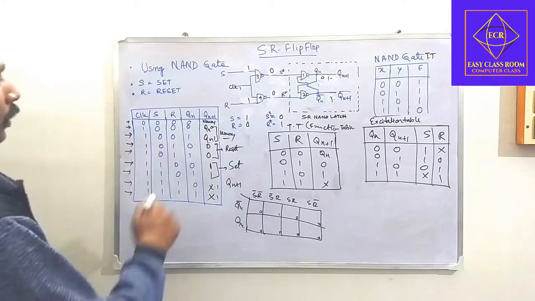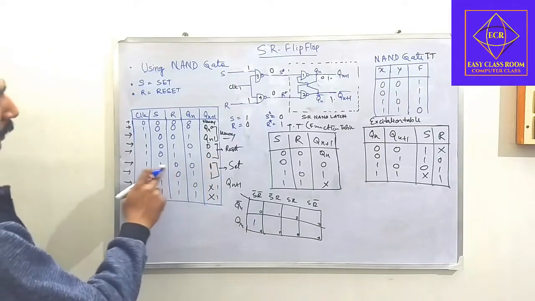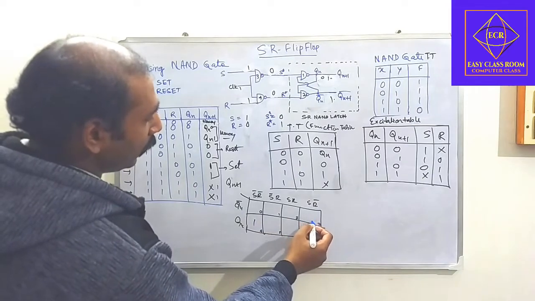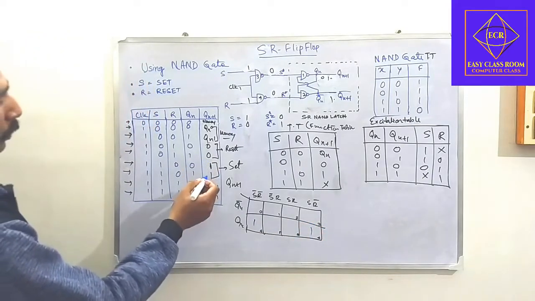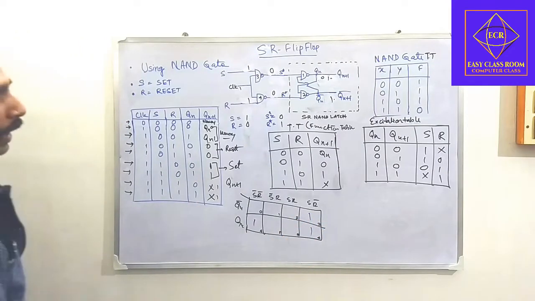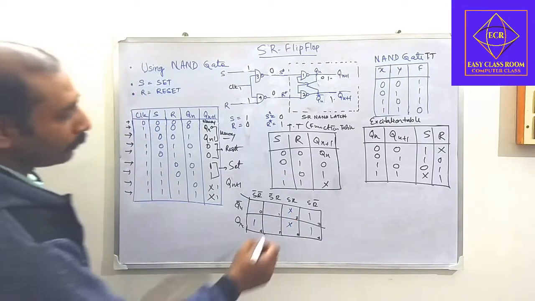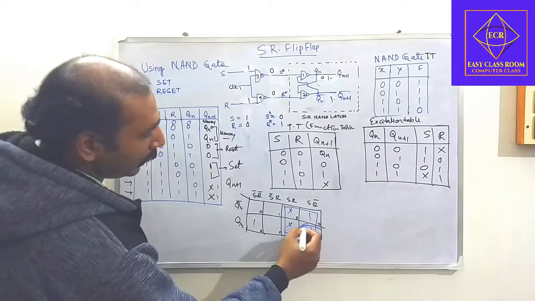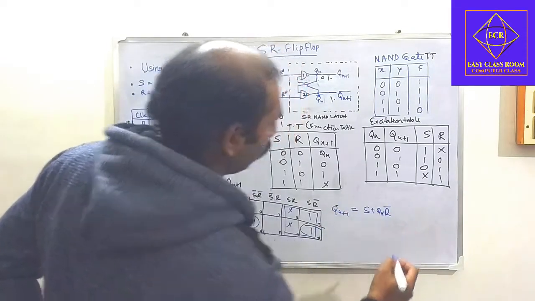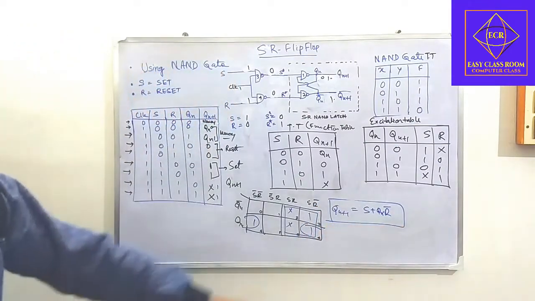So what will we do? 0 0 and Qn, so this one. The next one is this: 1 0 and Qn. Okay, next one, 1 0 and Qn, this is 1 0 and Qn bar, and these two we can also take as don't care, so we will take it like this. If we group like this and these two like this, we will get Qn plus 1 equals S plus Qn R bar. This is the direct phase.